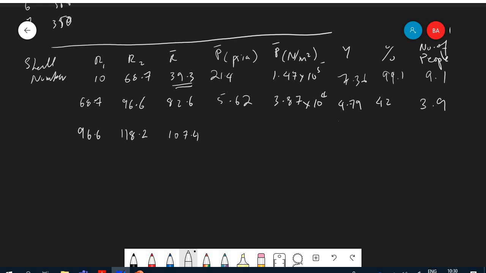So that will be 350 psi, and that will be 2.41 times 10 to the power 4 Newton per meter square. And here we were going to have 3.87 the probit, and where we will have 13%, and 1.2 people will die, and so on. So hopefully I got this right. Okay, 96.6, 118.2, 117, 350. Yes, I think so. I'm fine with that. Okay, and you can continue with that.